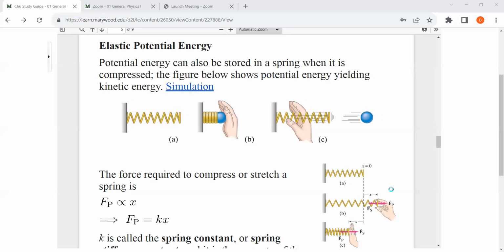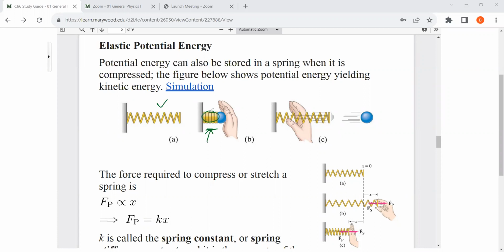When we have a spring, we can compress it or stretch it. When you compress or stretch it, the spring basically stores some potential energy, and we call that potential energy elastic potential energy. And this potential energy can then do some work. For example, here in this picture, and I'm also going to show a simulation. When you compress this spring, it becomes something like this.